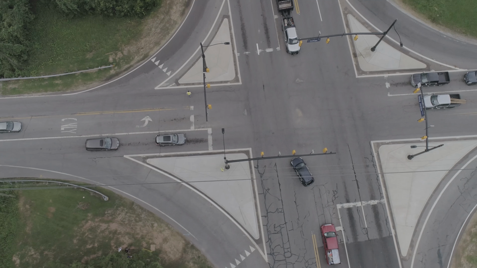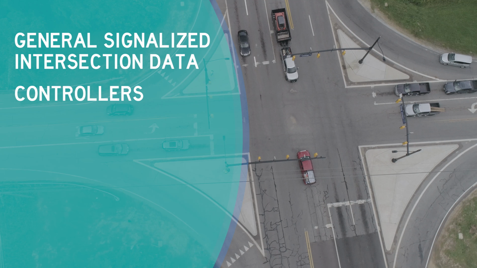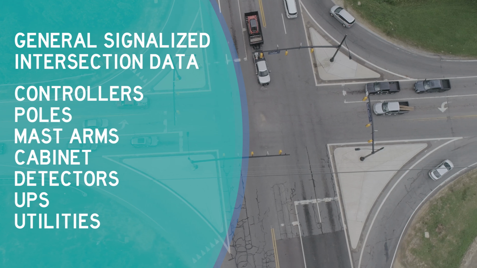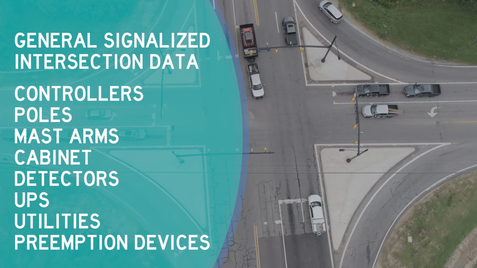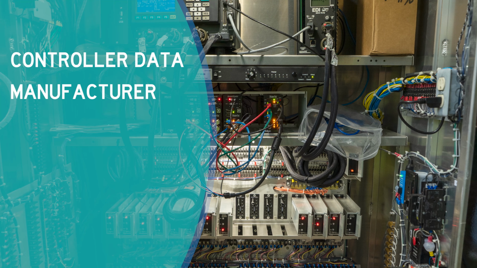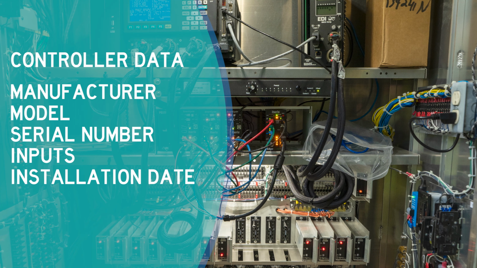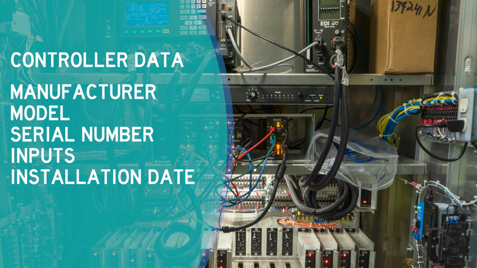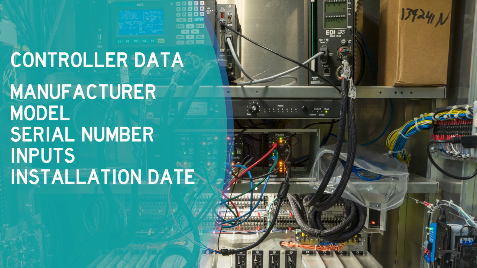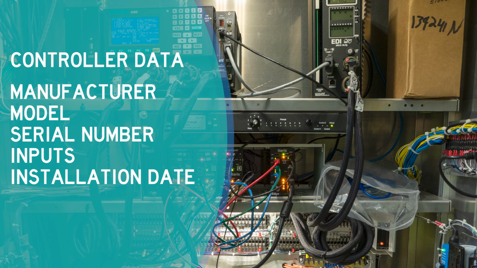To begin, we will need to gather general signalized intersection data, including details about the controllers, poles, mast arms, cabinet, detectors, UPS, utilities, and preemption devices. Let's start with the controller data. Once we open the cabinet, we need to obtain the following: manufacturer, model, serial number, inputs, and the installation date. The same information is needed for the local controller and the monitor. Things like the manufacturer, model, serial number, inputs, installation date, and notes are gathered from the site.